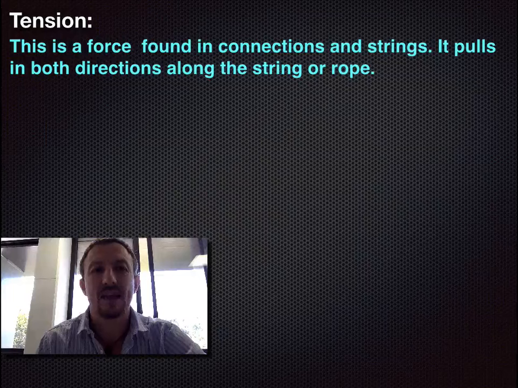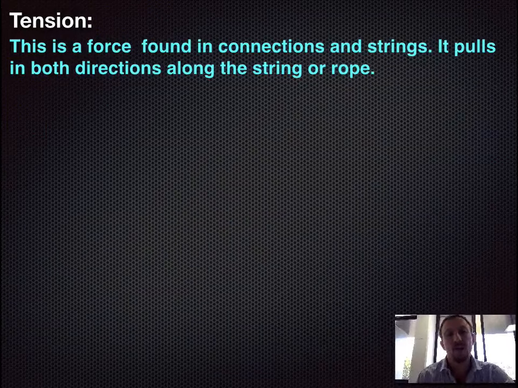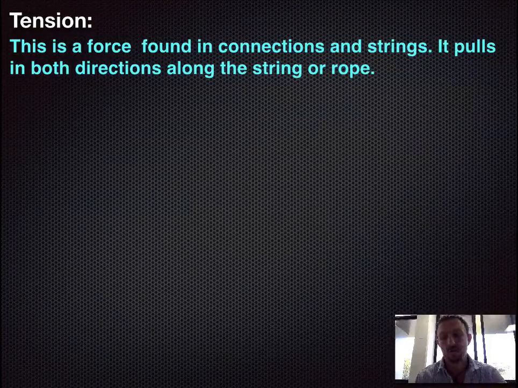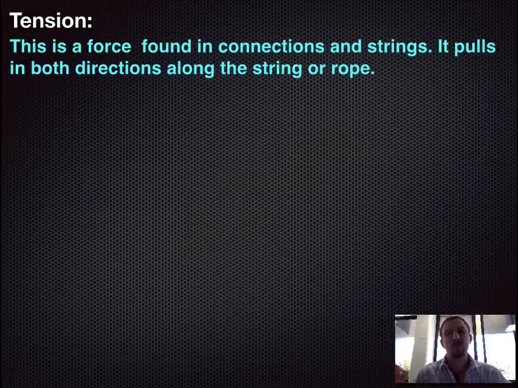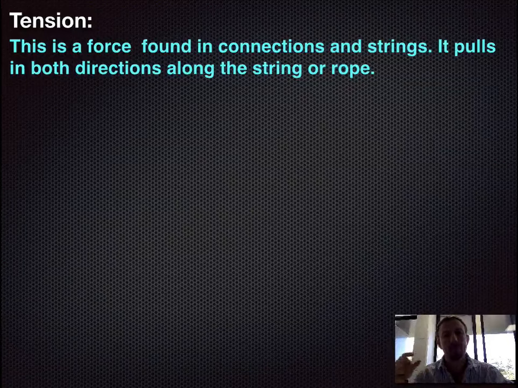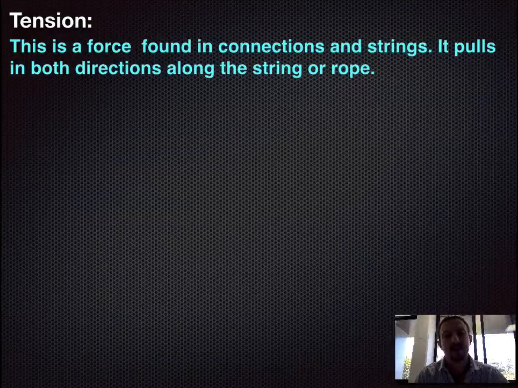Basically, tension is a force found in connections and strings, and it has the effect of pulling in both directions. Obviously we're going to have a string which is attached to an object. It's also going to be attached to some other point, which means that there are going to be two points of tension, one on the object and then that other point. The result is those two tensions act in opposite directions, and we'll explore that later on.